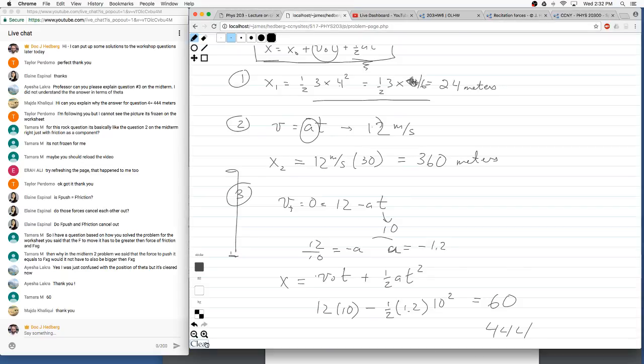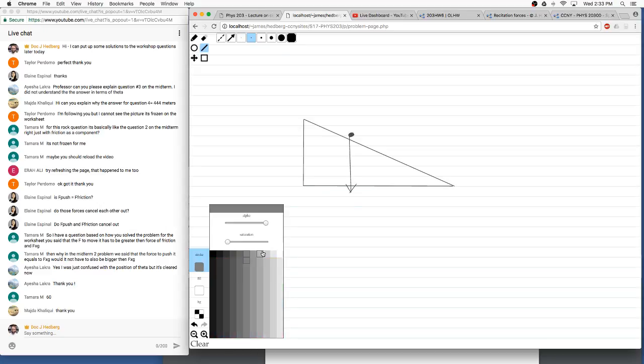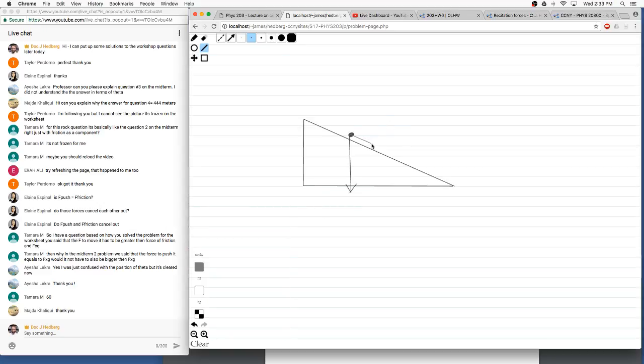Okay, let me try and just redraw it neatly. Here's our boulder. If the only force acting was gravity, that would be down, like this, and there would be a component of gravity, I'll draw it in gray, that points down the ramp.